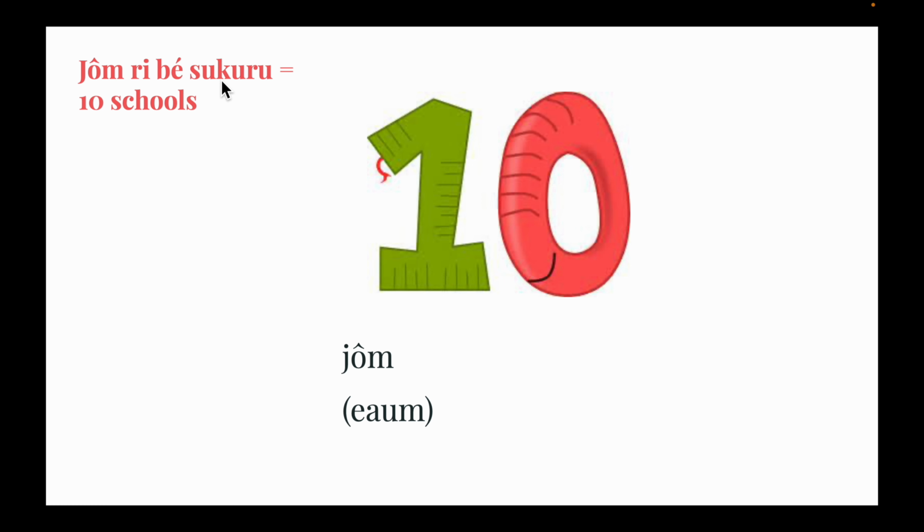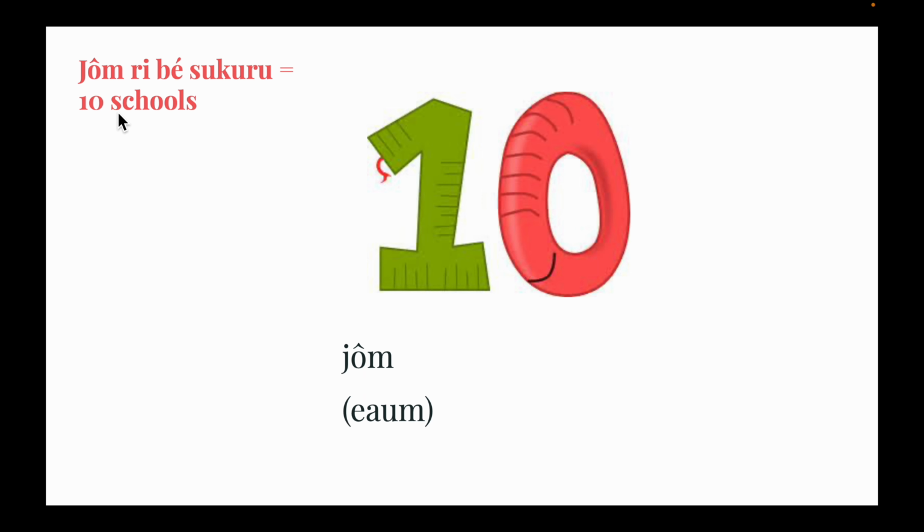Now, you may be wondering, why not just jom sukuru, as in 10, as in schools, 10? No, as in 10 schools. Now, remember what I said earlier on in the video. From 1 to 9, you start with the noun. So if this was 5, it would have been sukuru betan. But because this is 10, from 10 onward, you then start with the number. So this says exactly 10 schools.